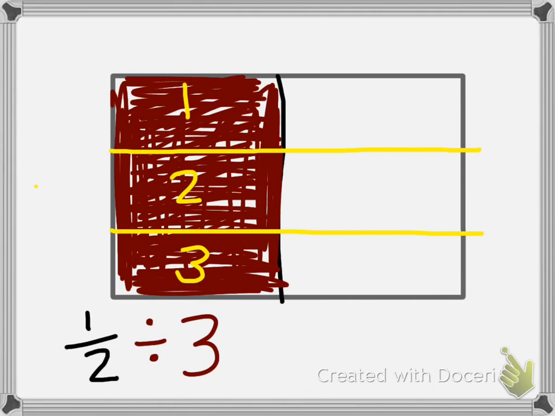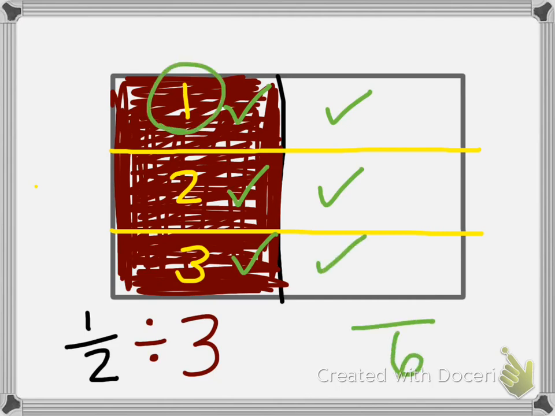Now I want to know how much of the total brownie that is. So I need to count up how many parts that is all together, including the part of the brownie that was already eaten before we even started this. So that's 1, 2, 3, 4, 5, 6. So our denominator is 6. Our numerator, we each get 1/6 of the brownie. So 1/2 divided by 3 is 1/6.